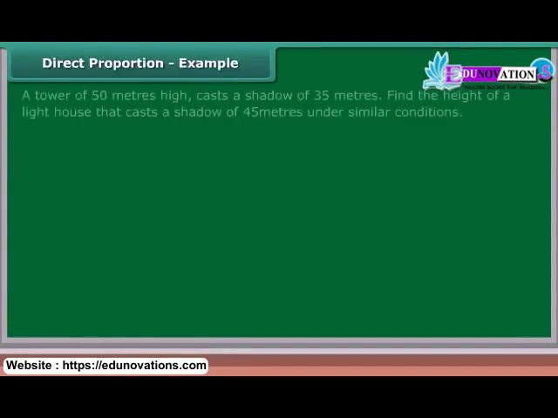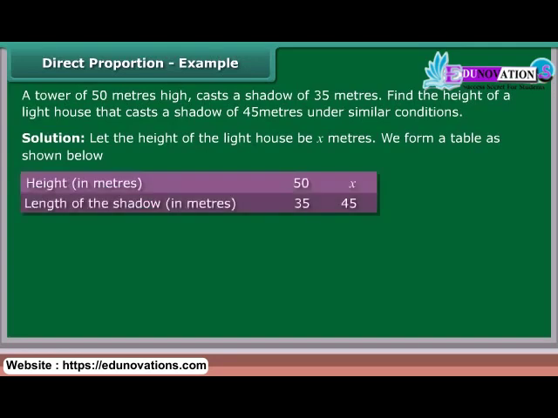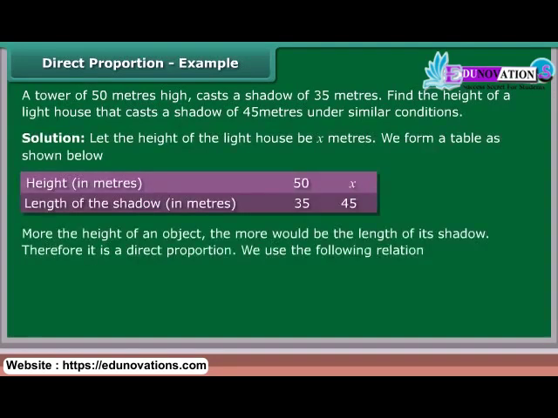Example 2. A tower 50 meters high casts a shadow of 35 meters. Find the height of a lighthouse that casts a shadow of 45 meters under similar conditions. Solution. Let the height of the lighthouse be X meters. We form a table as shown below. More the height of an object, the more would be the length of its shadow. Therefore, it is a direct proportion. We use the following relation.